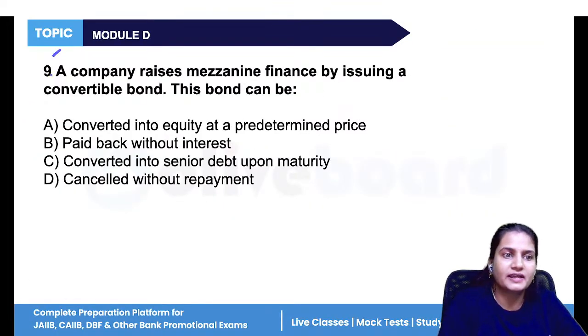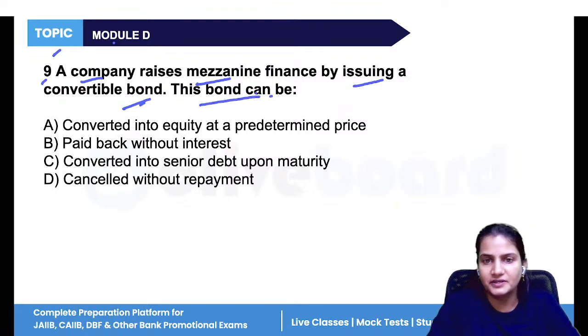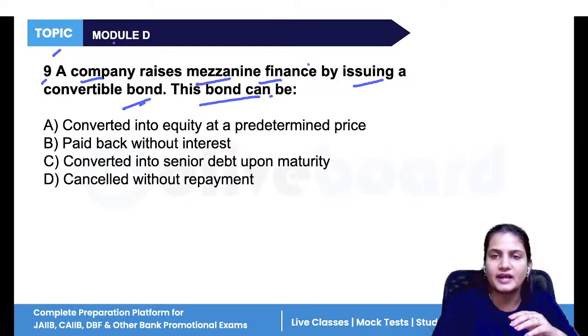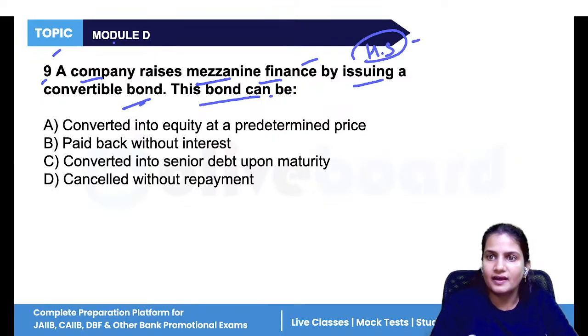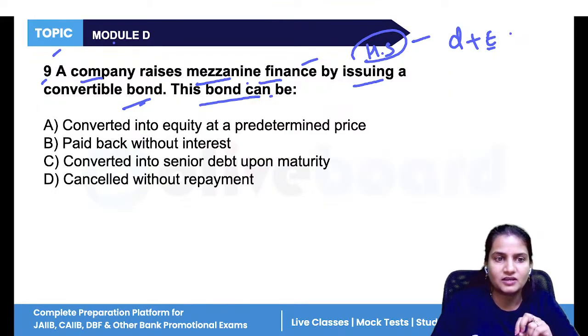Now, two questions from module D also. A company raises mezzanine finance by issuing a convertible bond. The company is raising mezzanine finance. So, mezzanine finance is a type of hybrid security. A hybrid security is a security which includes the benefit of debt and equity. Now, mezzanine finance is converted into equity in the case of default. So, what is the meaning of this? It can be converted into equity at a predetermined price.